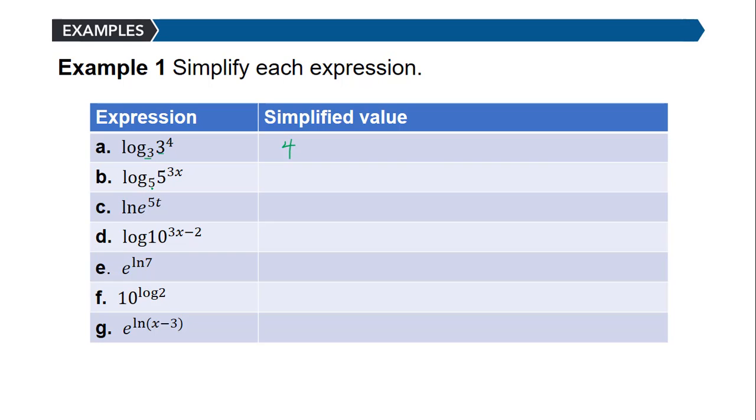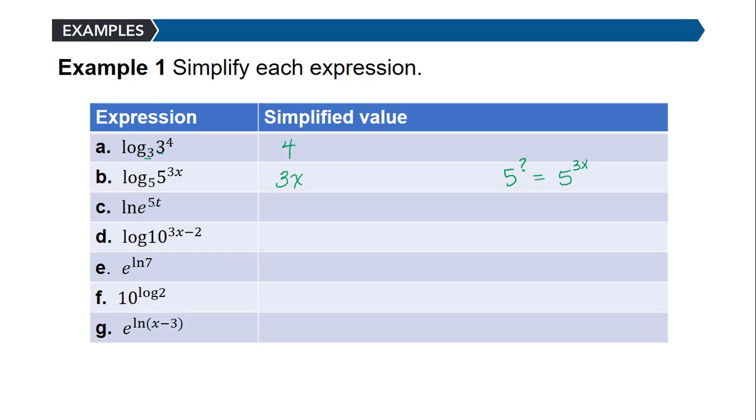There are times when you can't simplify, and I just really want you to understand the inverse properties. Log to the base 5 of 5 to the 3x. Well, that will just give me 3x, right? Because think about it like this. Log to the base 5 of 5 to the 3x. Remember our definition of log. It means 5 to what is going to give me 5 to the 3x? Well, that has to be 3x.